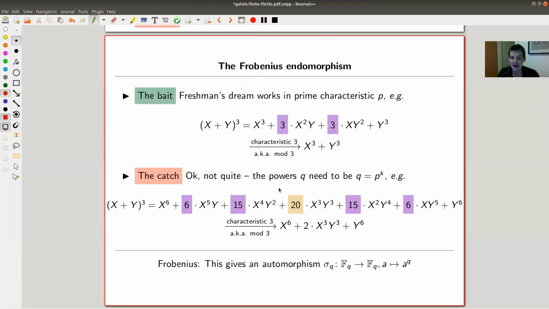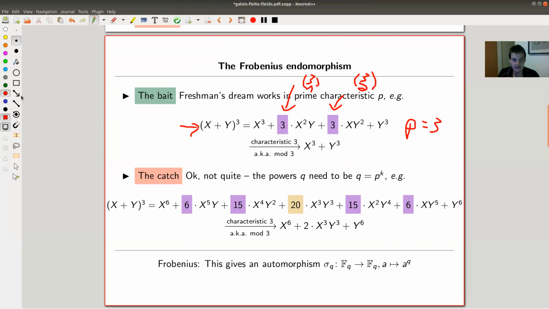The point here is that freshman's dream works in characteristic p. Why is that? Here's characteristic 3, p equals 3. I just showed you that this behaves like the binomial coefficient. You just have the binomial coefficient. So this coefficient here is 3 choose 1, and this coefficient here is 3 choose 2.